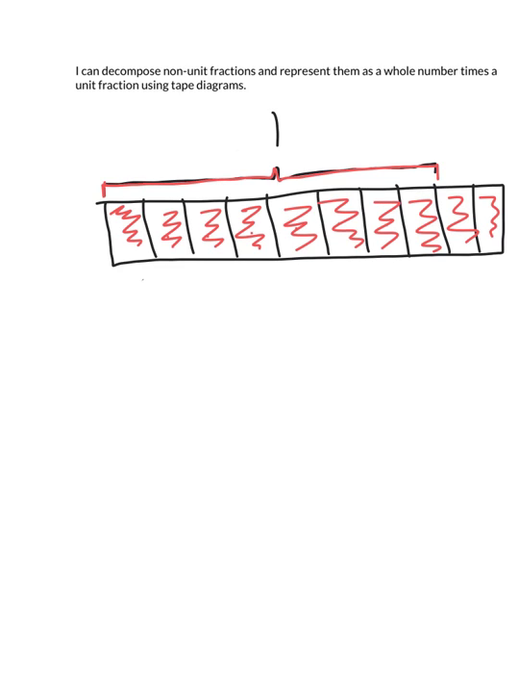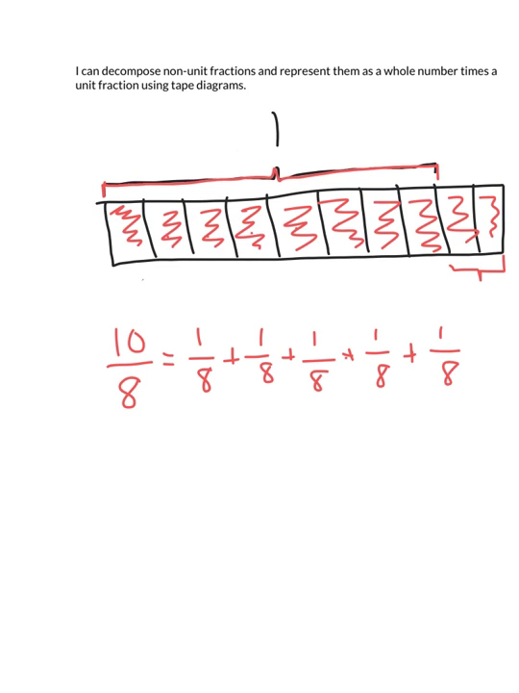I also know that I have these 2 on the end that are also shaded in. So that really shows me that 10/8 are shaded in. And I can write it this way. 10/8 is equal to 1/8 plus 1/8 plus 1/8 plus 1/8 plus 1/8 plus 1/8 plus 1/8. That gives me 1, 2, 3, 4, 5, 6, 7.